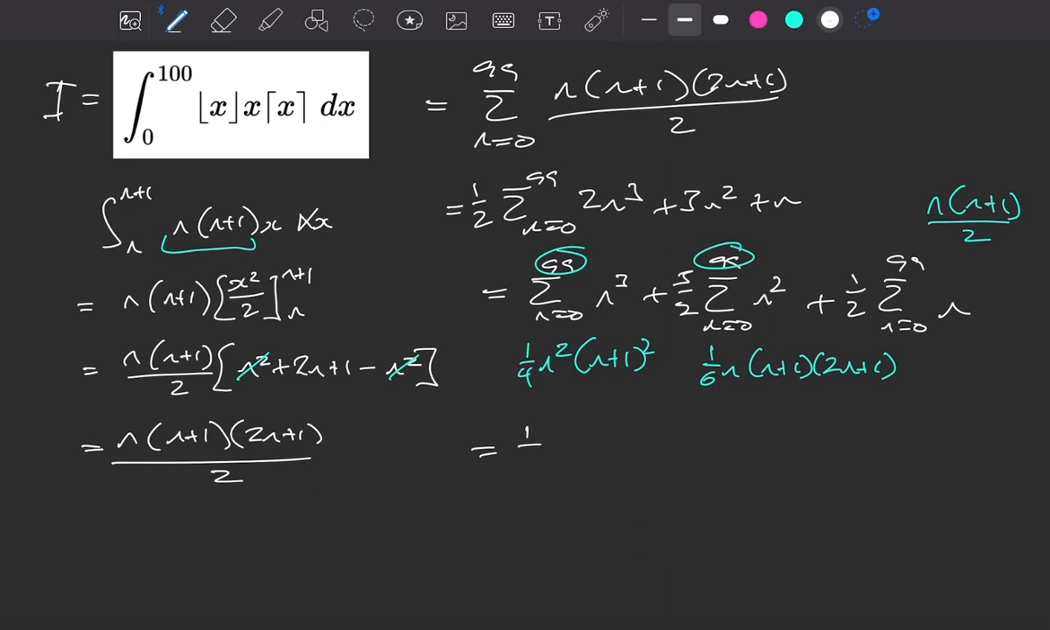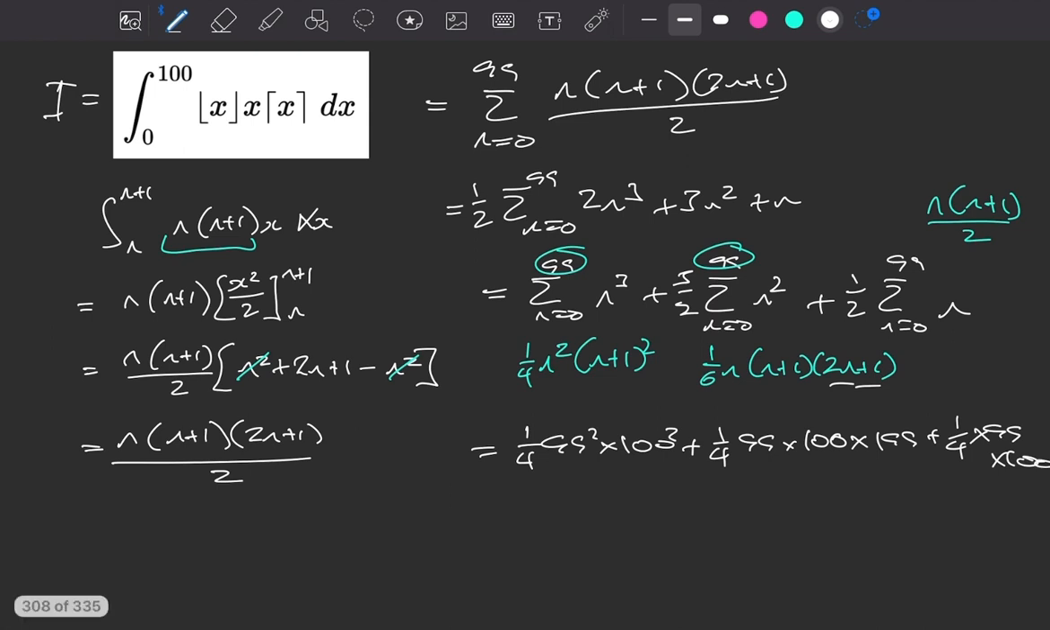Well, we'll have 1/4, lots of 99 squared, multiplied by 100 squared. Here then, the 3 on 2 and the 6th will give us 1/4 again. So 1/4 of n, which is 99, times by 100, times by 199 for 2n plus 1. Lastly then, we have a half of a half, which is another 1/4, multiplied by n, i.e. 99, multiplied by 100. If we stick this all together then, the final answer is 24997500.